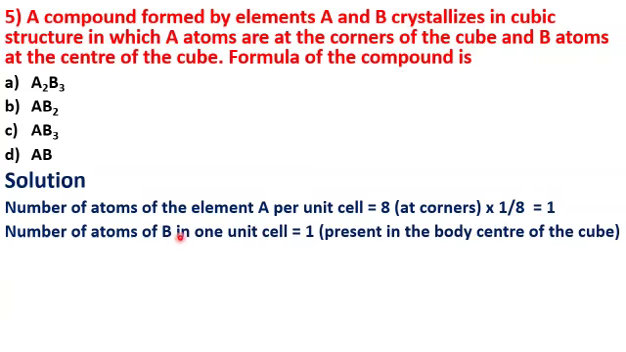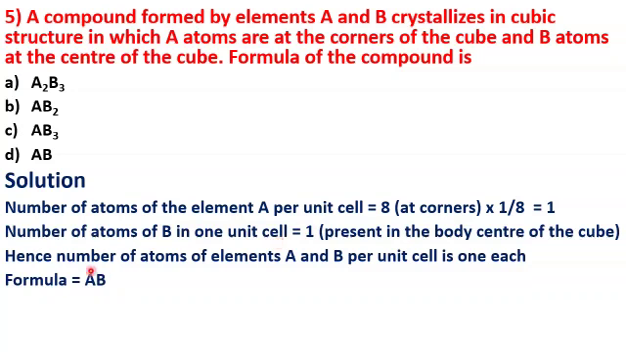Number of atoms of B in one unit cell is equal to 1 because B is present in the center of the cube. So center of the cube only one atom will be present. Hence number of atoms of elements A and B per unit cell is 1 each. Therefore formula becomes AB. Hence correct option is option D, AB.